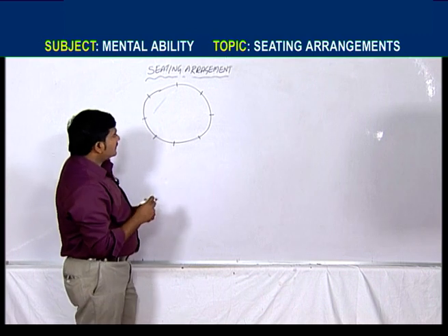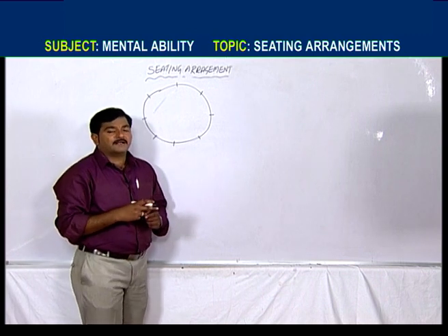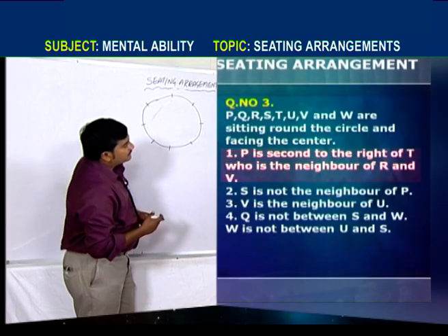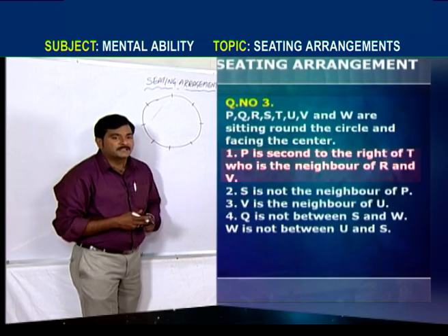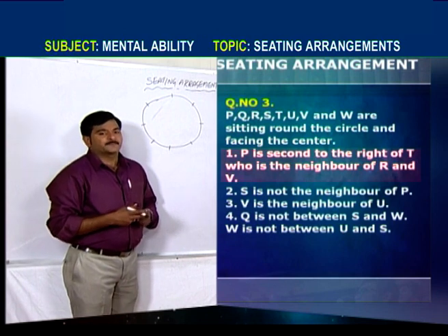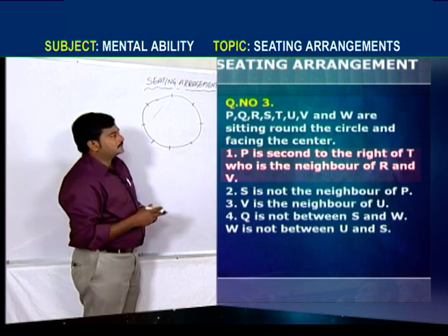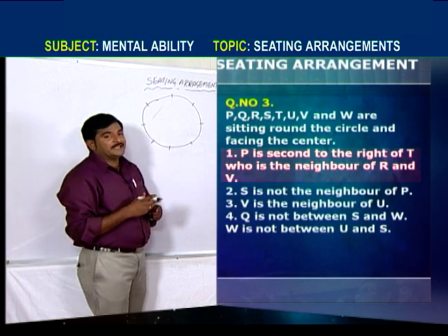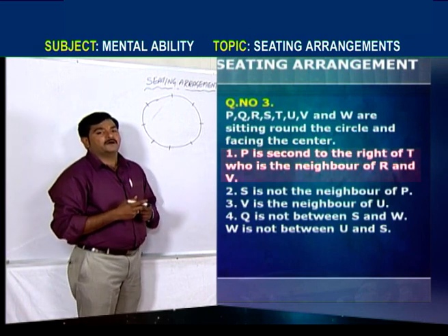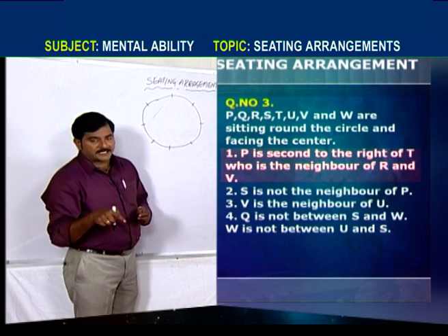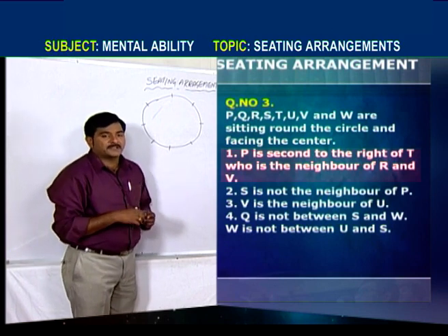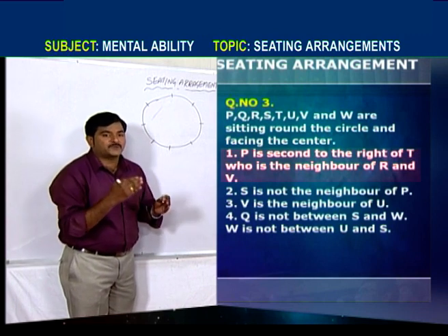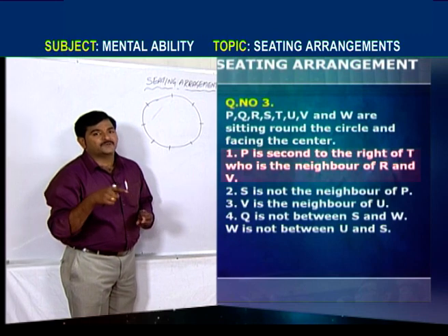Now we will go to the first condition and identify the direct condition and indirect condition. What is the first condition? P is second to the right of T. I am reading only half of the first condition. What does it mean? To whom do I have to fix now, P or T? P is second to the right of T means first I have to fix T.